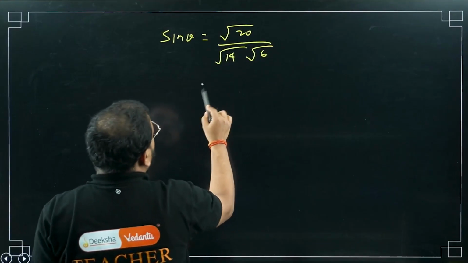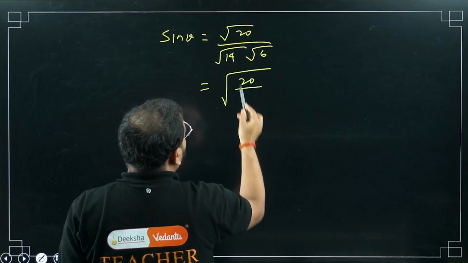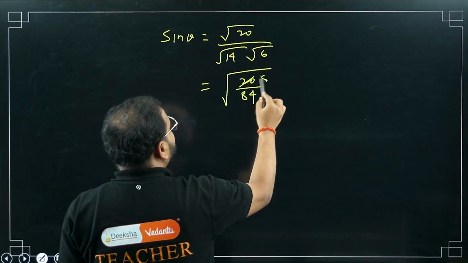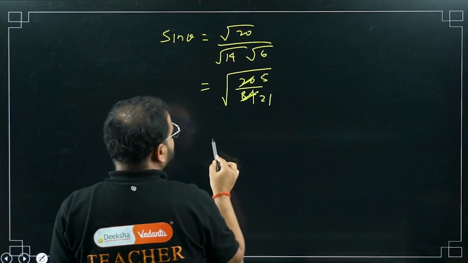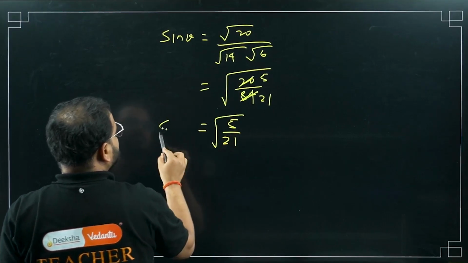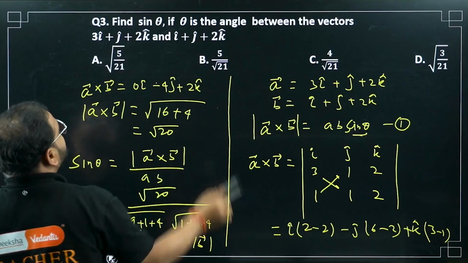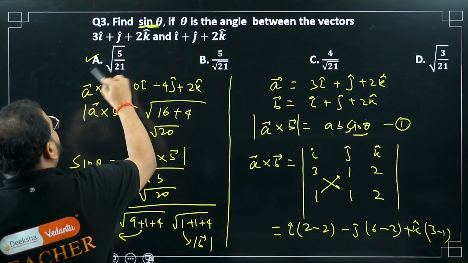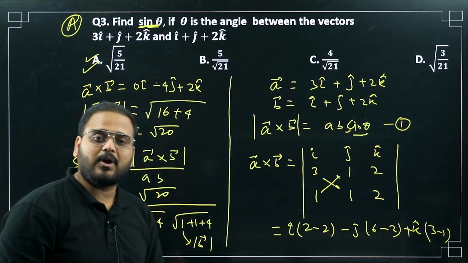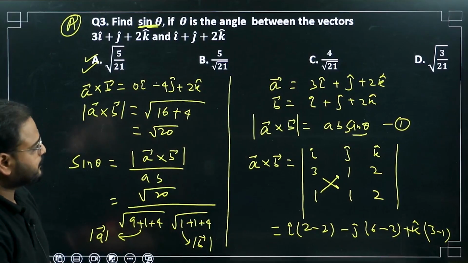Okay, club them together. I can write this whole root as 20 upon 14 times 6, which is 84. Can I cancel? Of course. 4 5s are 20 and 4 21s are 84, right? So root of 5 upon 21 is what? Sine theta. They were asking me this value only. Please check the options. They were asking find sine theta. Option number A is the correct answer, sir. Root of 5 upon 21. Excellent question. Okay, great.